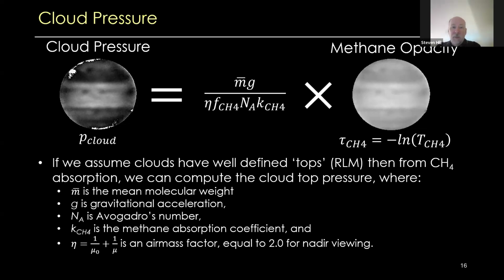it's pretty much a simple matter of taking the methane opacity, which is just the natural log of the transmission, and multiplying it by some key physical parameters attached to a basic atmosphere model. So you are including the mean molecular weight, the gravitational acceleration, Avogadro's number, and the methane absorption coefficient. And then we assume 2 for an air mass factor, that is, the light going once through on its way into Jupiter and then outward after reflection.